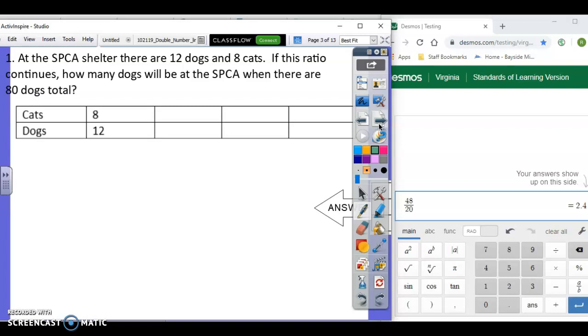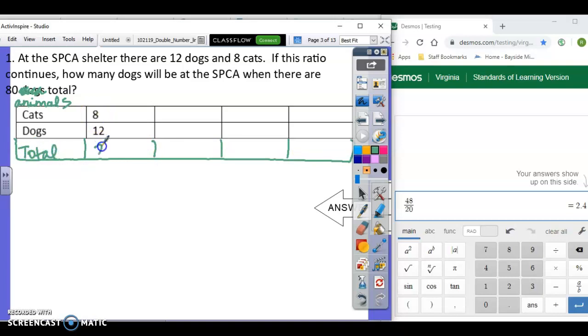All right. It says, at the SPCA shelter, there are 12 dogs and 8 cats. If this ratio continues, how many dogs will be at the SPCA when there are 80, this is what it says on yours, animals total. So my box or table is missing a row. Yours has the correct number of rows. So I'm just going to add this so that it says total number of animals.